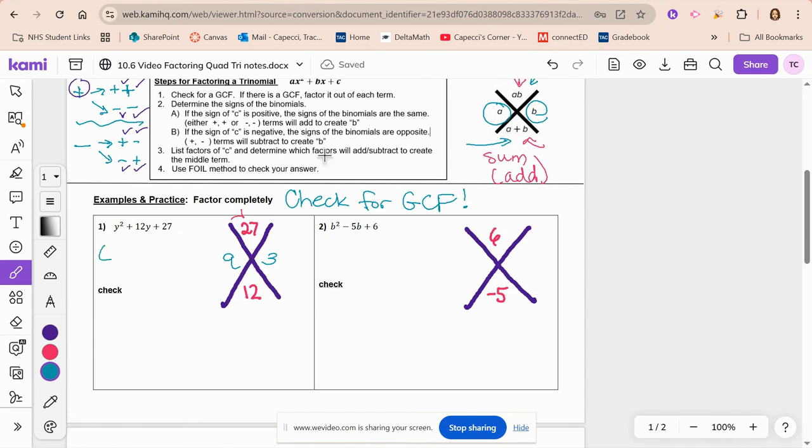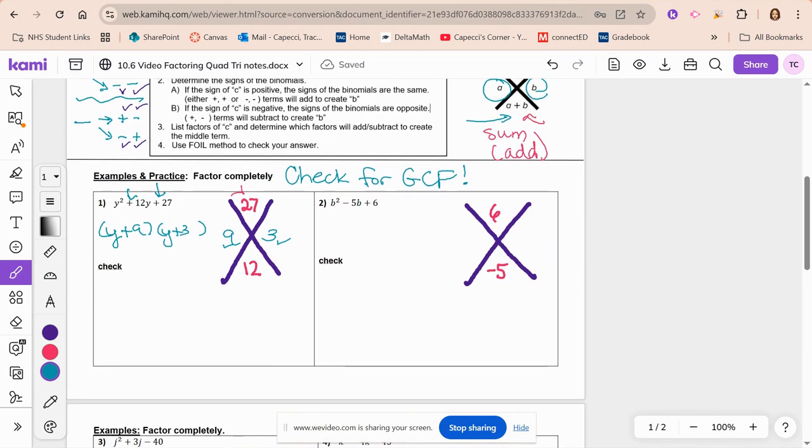So I'm going to set up my binomials. I have y plus 9 and y plus 3. They're both positive. And again, the last sign is a plus, so the signs are going to be the same. They're going to take on the sign of the middle one, plus and plus. Now we can check it. We're not going to check every one, but we can check it by using FOIL.